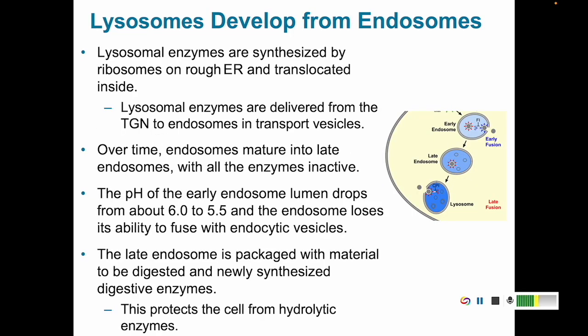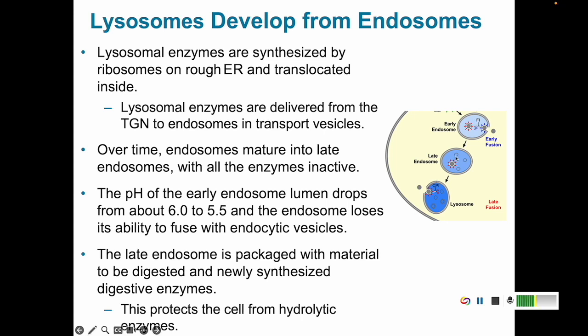The lysosomal enzymes can be synthesized by ribosomes on the rough ER as a membrane of the endomembrane system. They are going to be made within the rough endoplasmic reticulum, and then they can be translocated inside the rough ER. Then they'll travel from the ER through the cis-Golgi network, trans-Golgi network, and then when they get to the trans-Golgi network, they will be delivered in transport vesicles to endosomes.